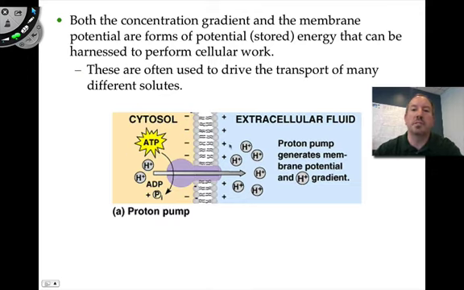It pushes and pushes, and it creates an electrochemical gradient. In other words, positive out here, negative here, and high concentration of protons, low concentration of protons. So it's an electrochemical gradient. Now, why does it do that? Why does it work so hard to do that?